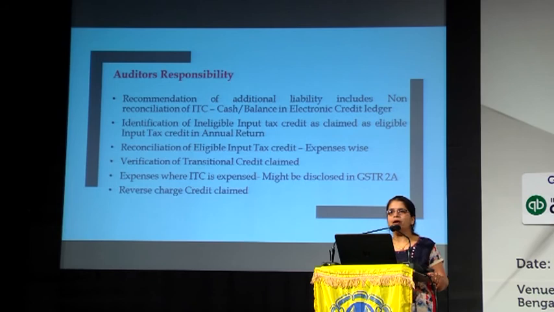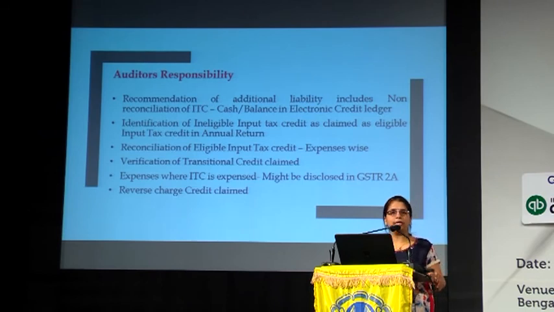Basically, 9C is not asking for the column for availing the input tax credit. 9C is asking for the information on the liability on availment of your wrong input tax credit. So you should be very careful when you are recommending your additional liability for reversal of input tax credit. Identification of ineligible credit claimed as eligible credit. If you have identified it as eligible credit, at least to that extent you can show it in your 9C.